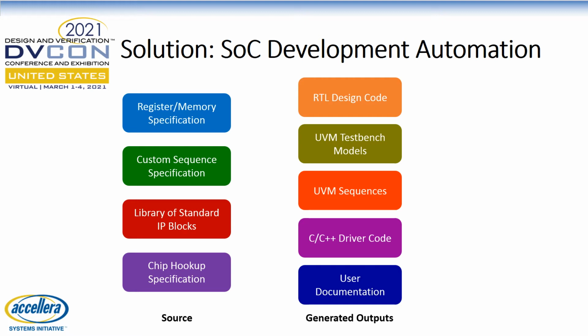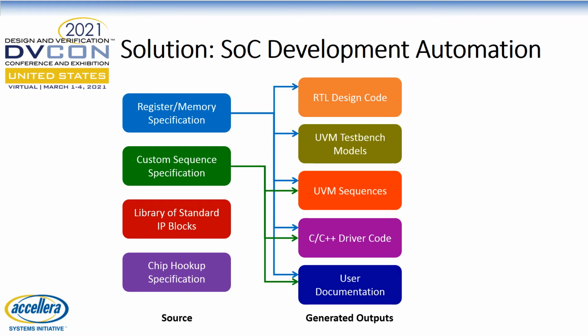Let's look at a few examples. Let's say you have an executable specification for the registers and the memories in your design. From that, you can push a button and generate the RTL code that implements those registers and memories, the UVM test bench models and sequences to verify those memories, the C and C++ driver code to program and access those registers and memories, and the associated documentation.